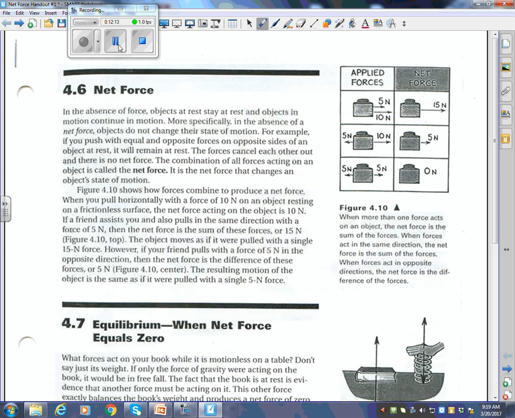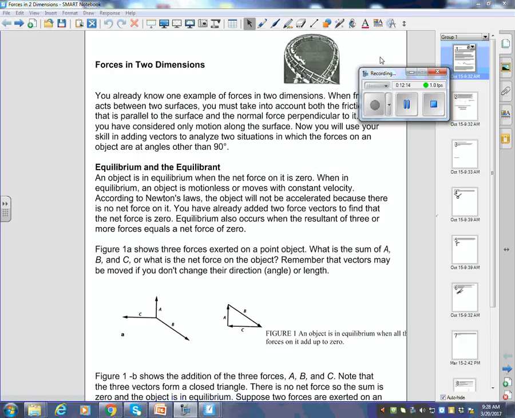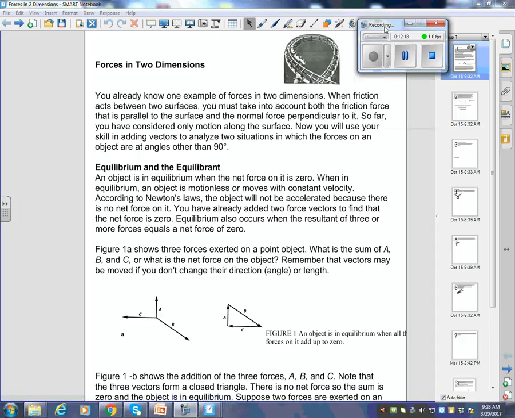Had some good links. Alrighty, so let's look at some more quantitative stuff here, equilibrium. You already know one example of force in two dimensions. When friction acts between two surfaces, you must take into account both the friction force that is parallel to the surface and the normal force that's perpendicular to it.